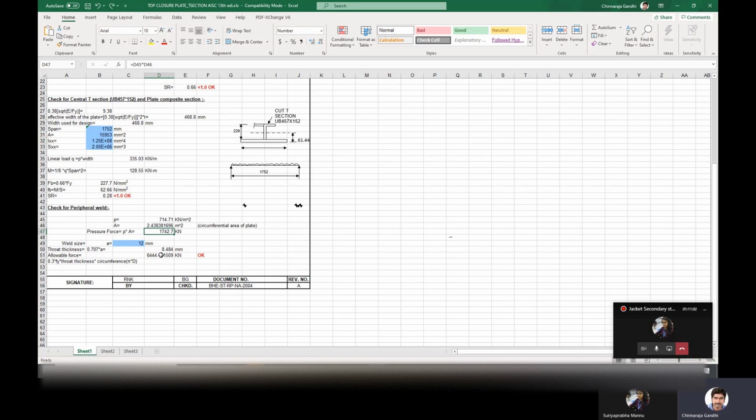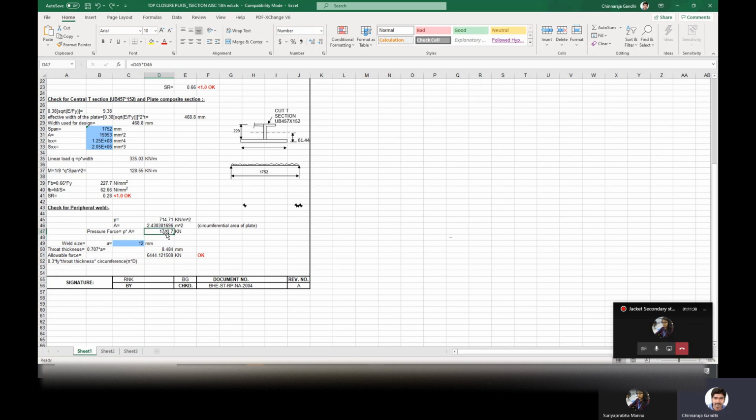Here, how much stress is allowed? It is 0.3 into Fu of the electrode, that is 483, into the throat thickness. So if you bring this unknown parameter to this side, we come to know the allowable force. We can calculate all the things because the 12 mm weld is given and all parameters are known. We can check whether the weld size of 12 is okay or not, or we can check the load also, because any one thing we can keep unknown and then check here.